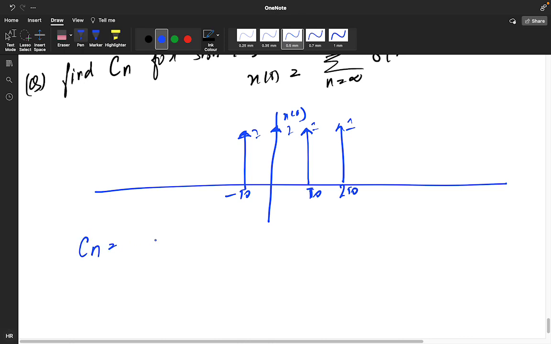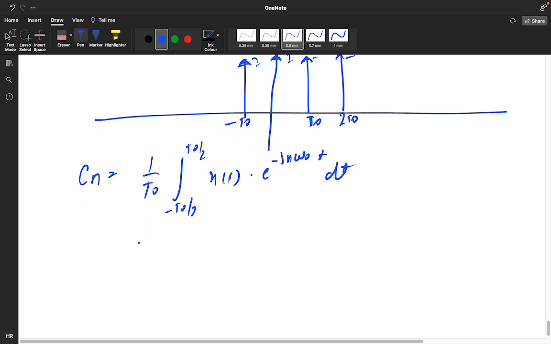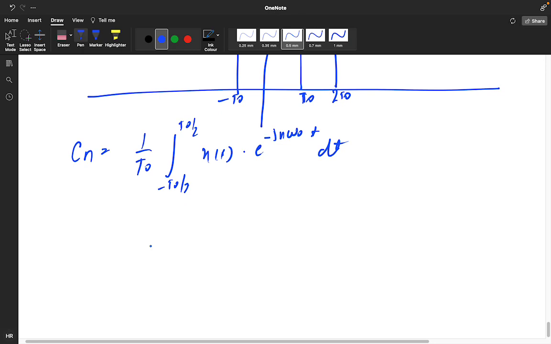Now they said to find the value of Cn. So Cn is nothing but 1 upon time period, integral from minus T naught by 2 to plus T naught by 2 of x of t e power minus j n omega naught t into dt. Okay, so if you want to solve this particular integration, what will you do? Yeah, you can solve it easily.